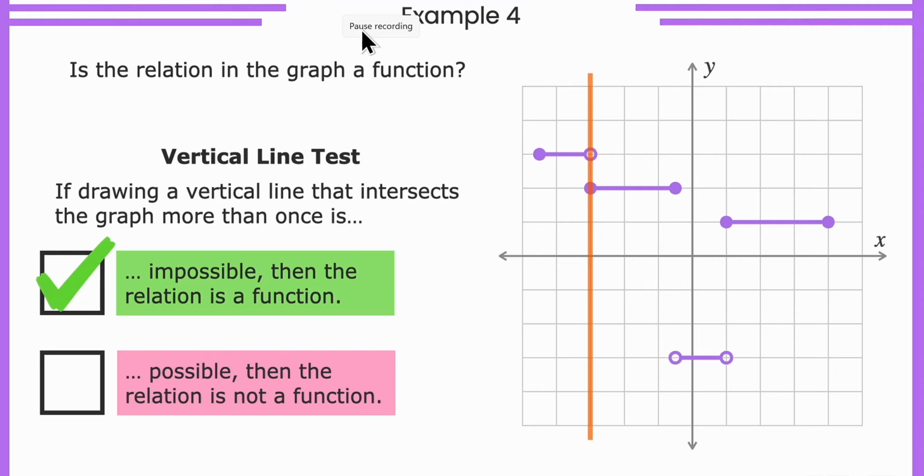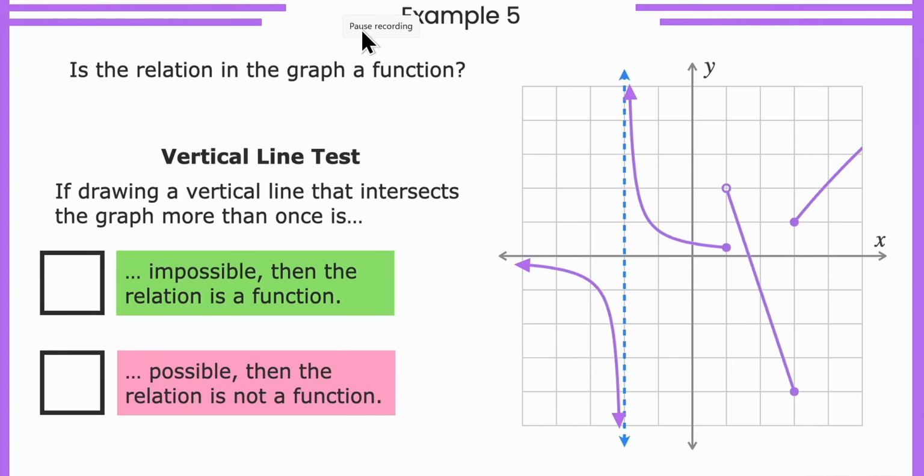Let's try one more problem together. Do you think our final example is a function? As we trace our vertical line across the graph, we encounter a vertical asymptote at x equals -2. Remember that a vertical asymptote is a line that our graph approaches but never actually touches. This means there are no points on that vertical line, and so it doesn't prevent this relation from being a function. When x equals 1, our vertical line is touching a closed circle and an open circle. But since the open circle isn't actually a point on the graph, this also doesn't prevent our relation from being a function.